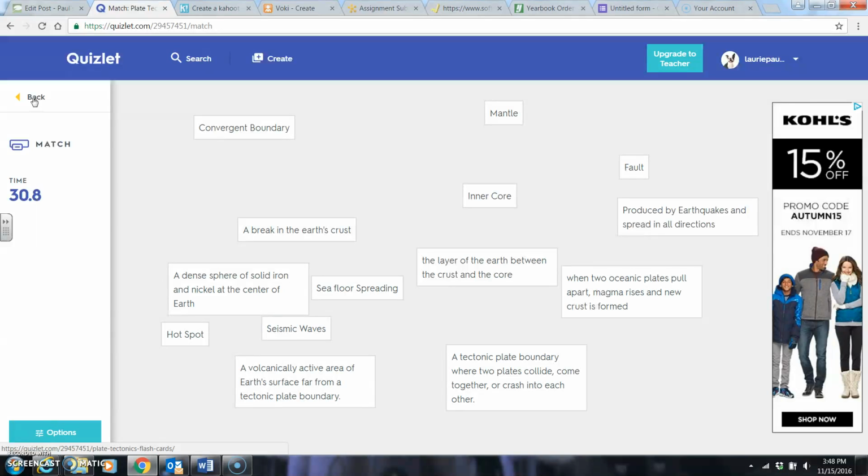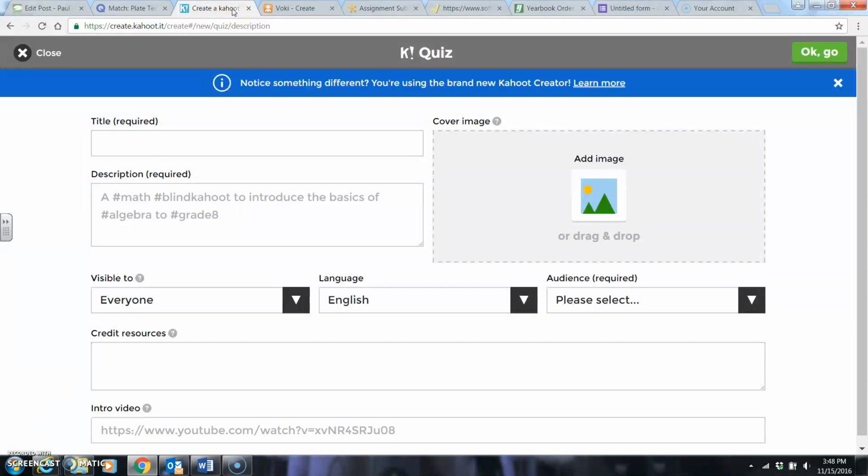Quizlet was very good for this lesson. It was really good for vocabulary for the students so that they could understand what was happening later on in the unit.